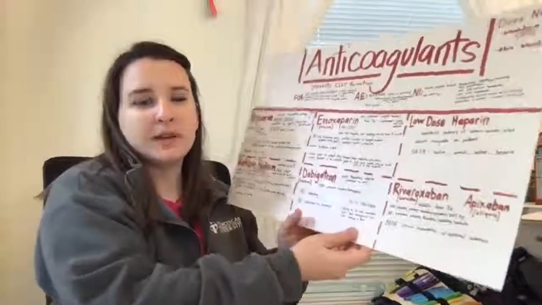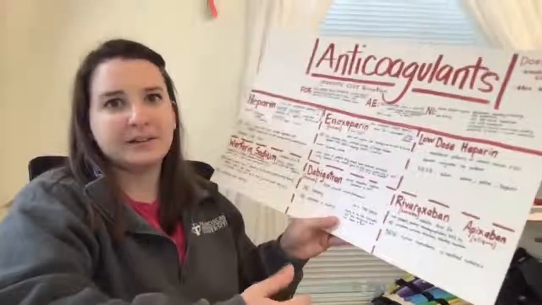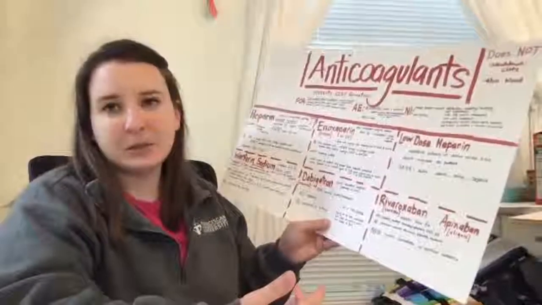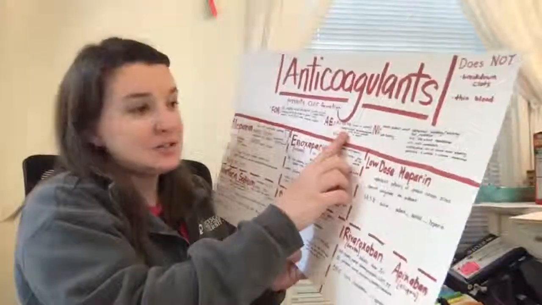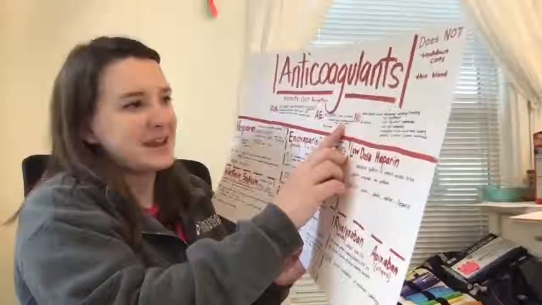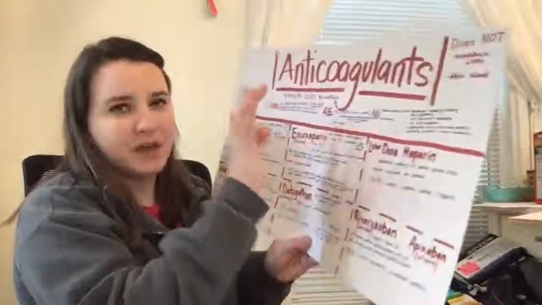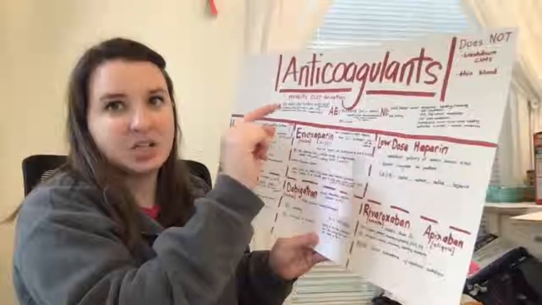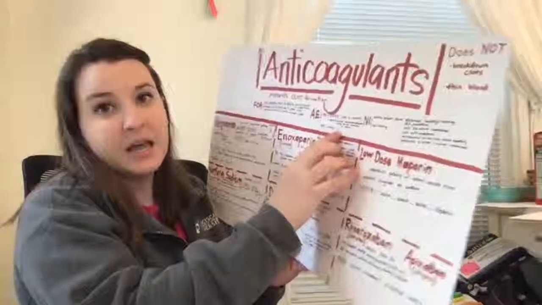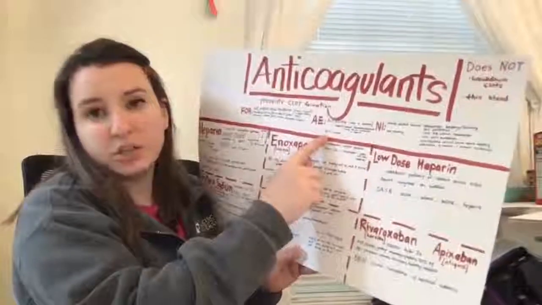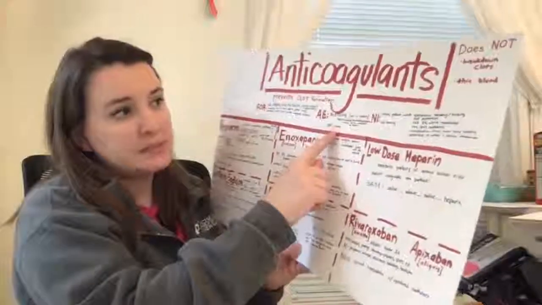So the adverse effect of any anticoagulant is going to be bleeding. This can be local or systemic, and it can lead to heparin-induced thrombocytopenia, which is shorthand for HIT, H-I-T. This is when the body forms antibodies to heparin. Patients can also experience nausea and vomiting as well as cramps.